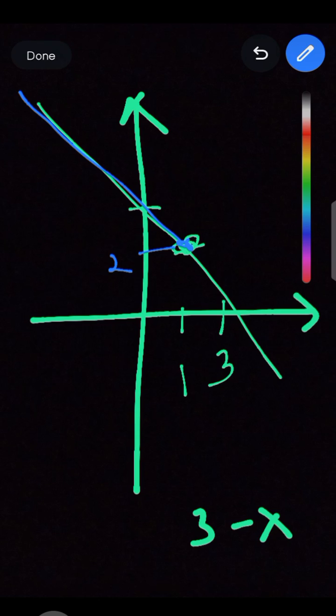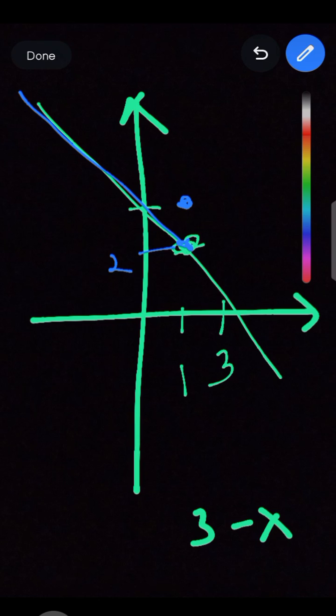Now, the next one is y equal to 3 when x is 1. When x is equal to 1, y is equal to 3. So if you mark, you realize that it is just a point. All right, that is my point. Okay, that is my point.